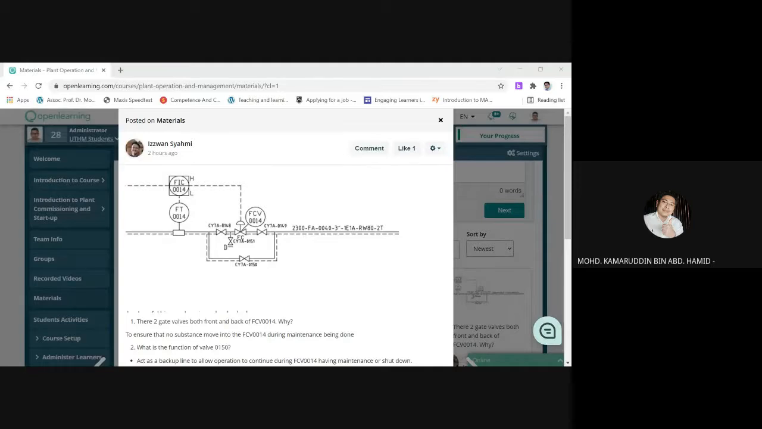Apa lagi yang boleh menyebabkan less flow selain daripada leakage ataupun clog? Clog pun boleh dapat 100%. I think clog also no flow.